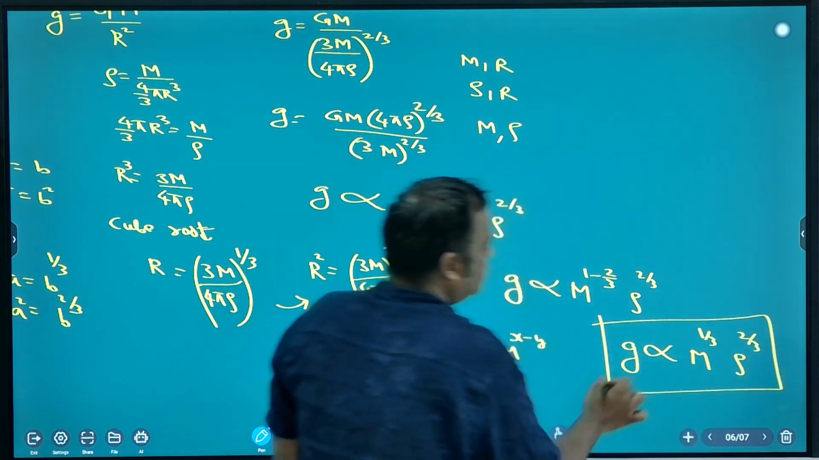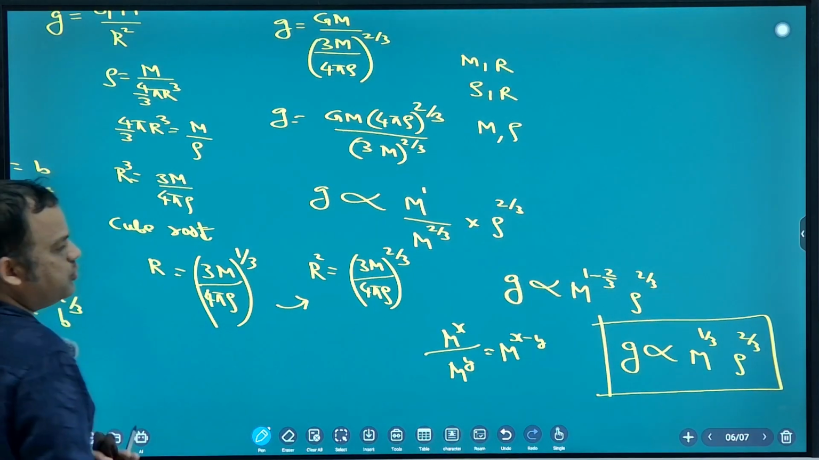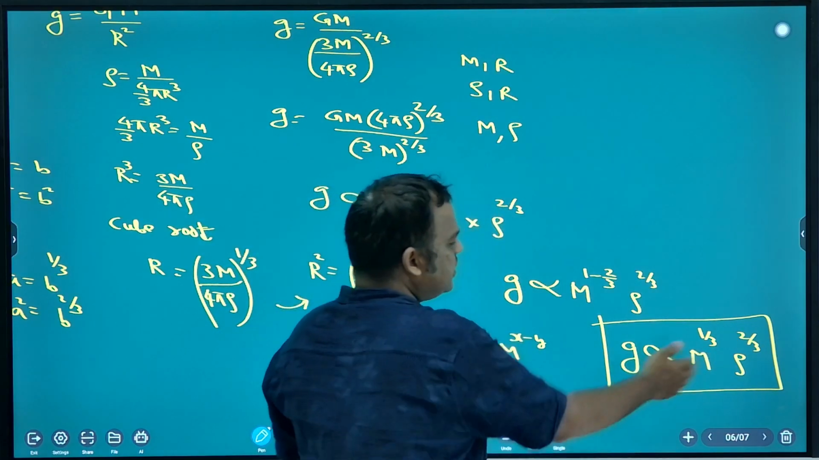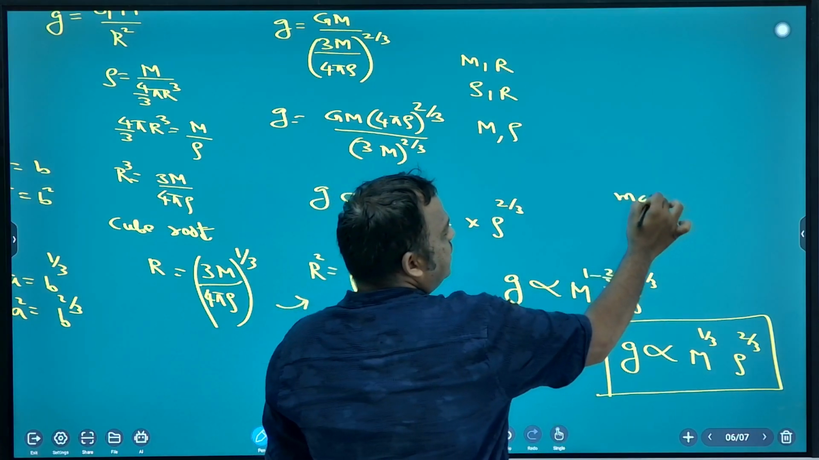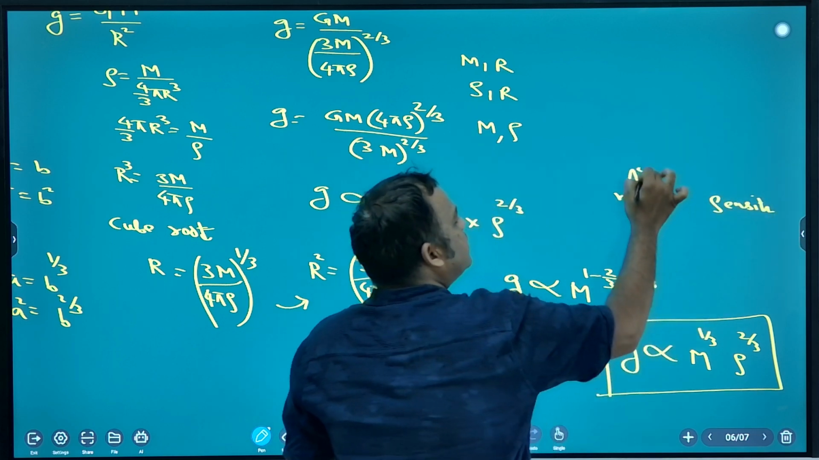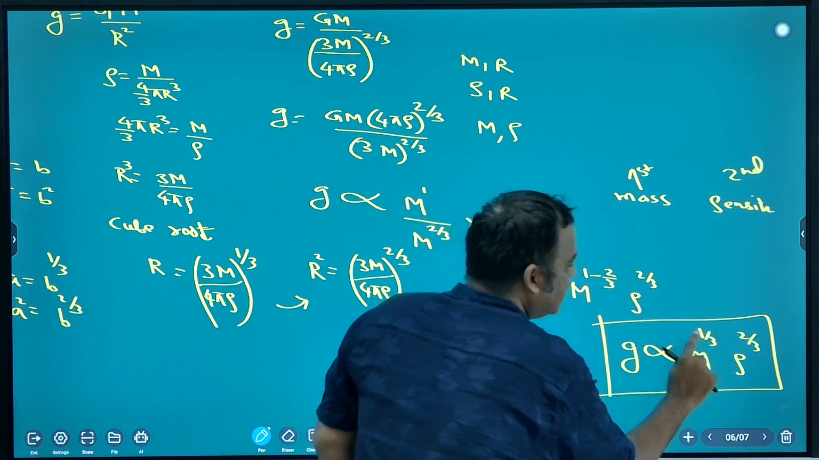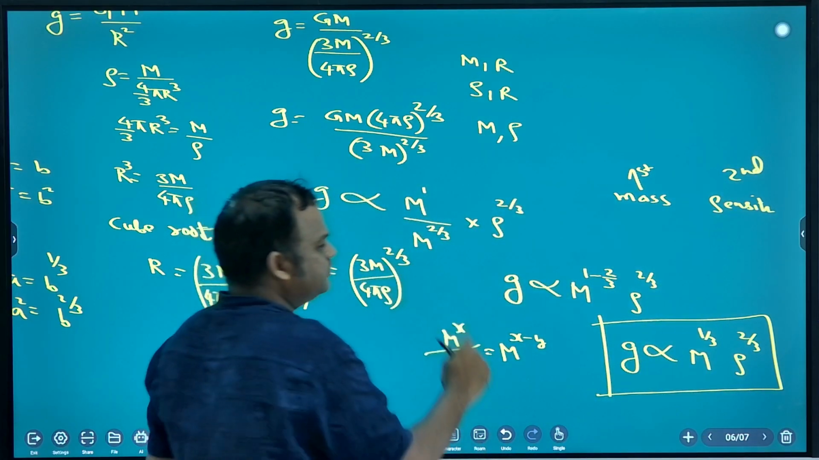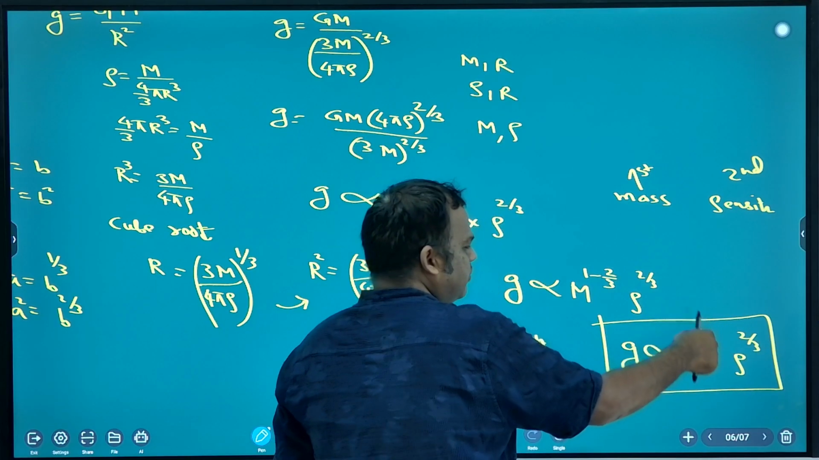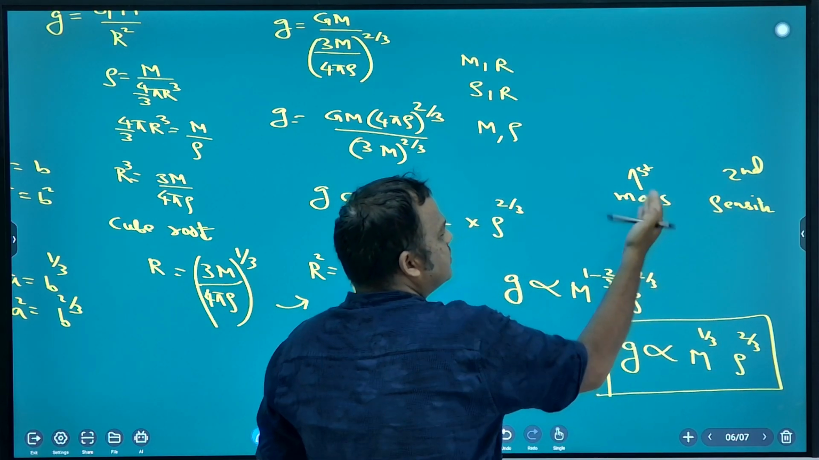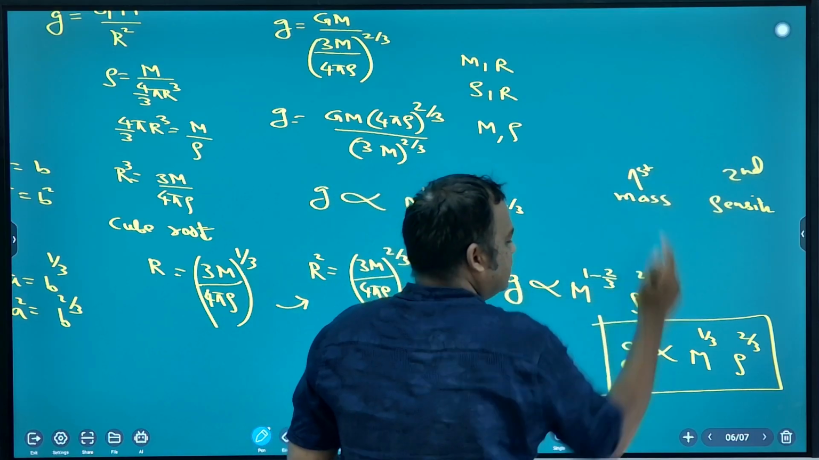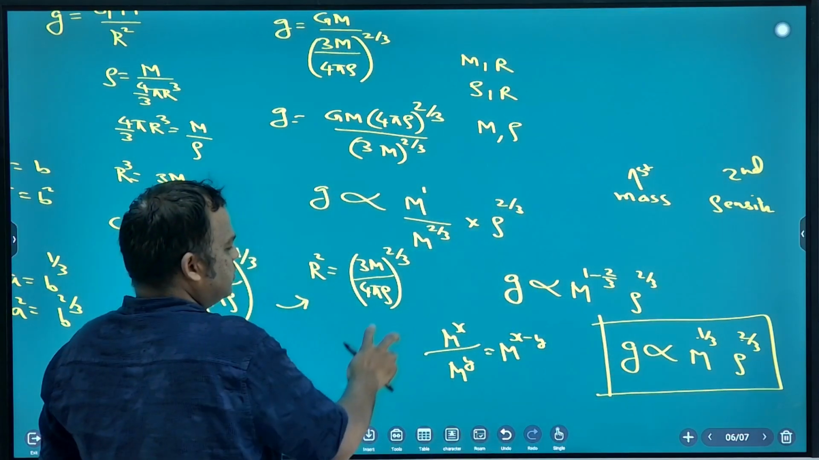Okay, this you memorize: g is proportional to M raised to 1 by 3, rho raised to 2 by 3. It is easy to memorize. What do we know first? We know mass first, then we calculate density, right? First, second, 1, 2, like that you can remember. Are you getting it or not? Suppose you got confused, M power 2 by 3 or rho power 1 by 3, or M power 1 by 3, rho. You can remember like this: what comes first, mass or density? Mass. So first, second, 1, 2. This is how you remember.